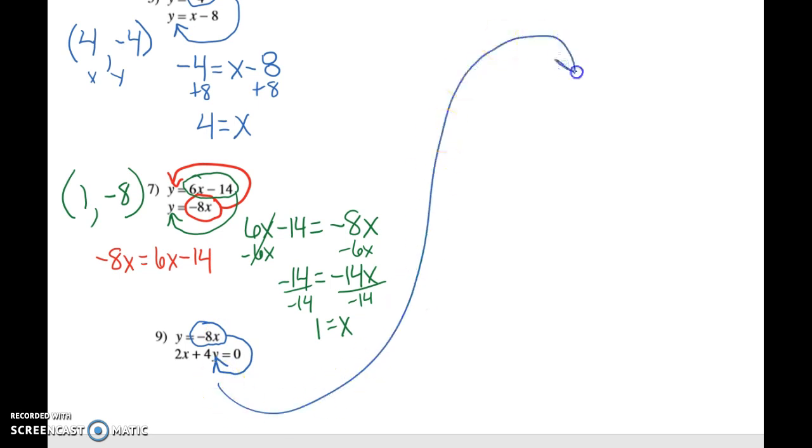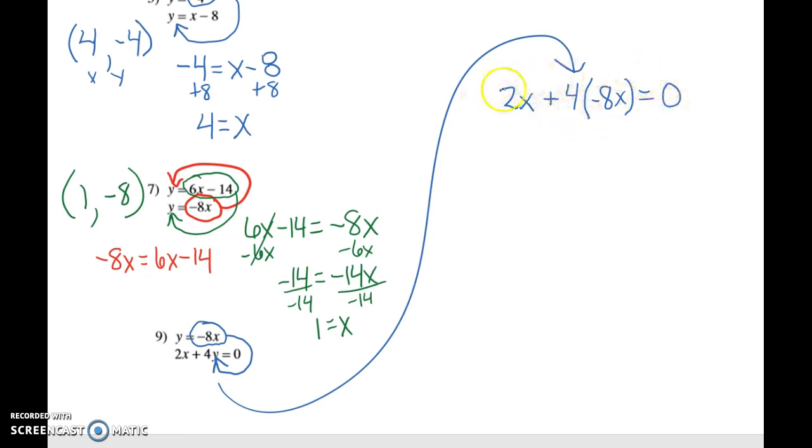And I'm going to go work over here, but you guys can keep working under your number 9. So now I've got 2x, bring it down, plus 4. Do not write y. Y is me. I'm gone. I'm out at a meeting or whatever. So instead, I need to multiply whatever y is now. So 4 times negative 8x, and then equals 0.